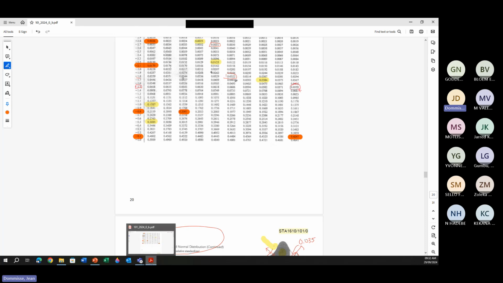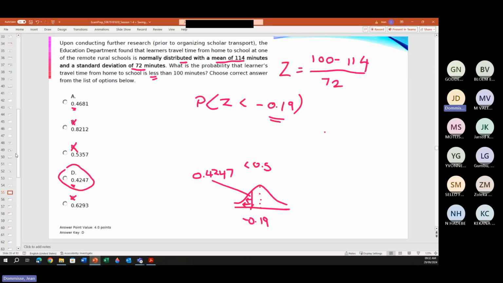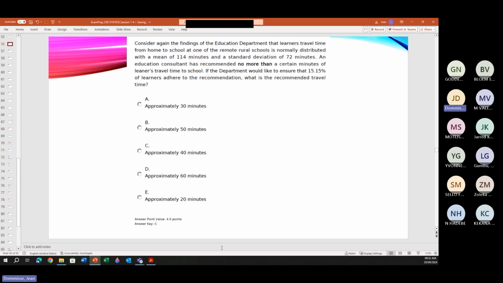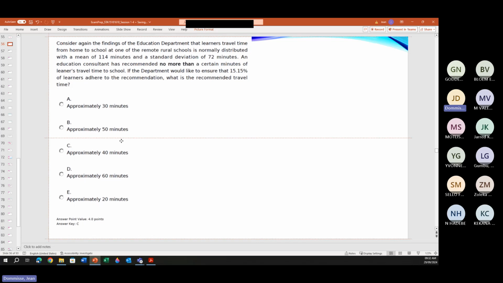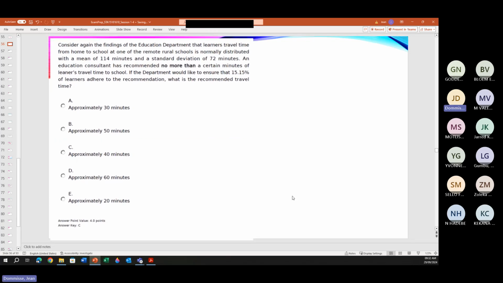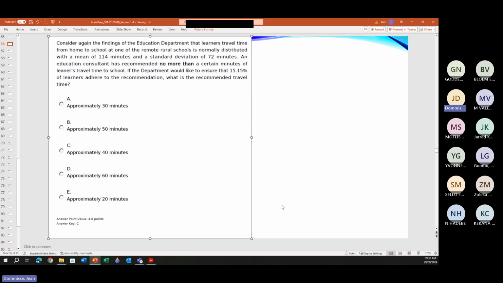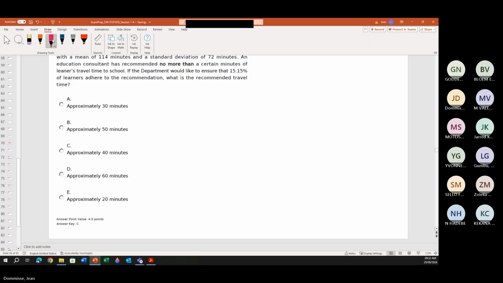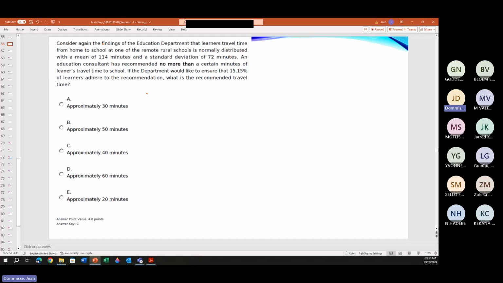Okay, so let's move on and see what the next one is. Okay, so now we get into a few of those funny ones where we need to do other things. So consider again the findings, blah blah blah. Mean 114 again, standard deviation of 72.